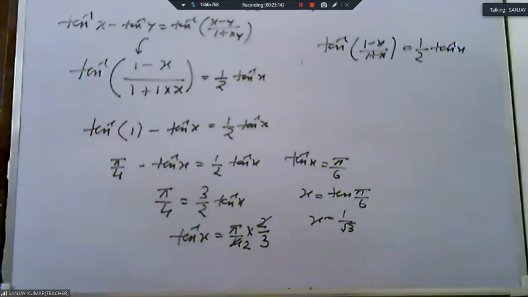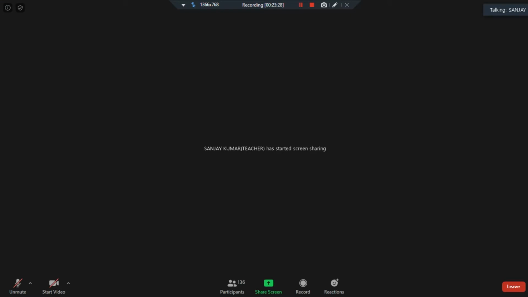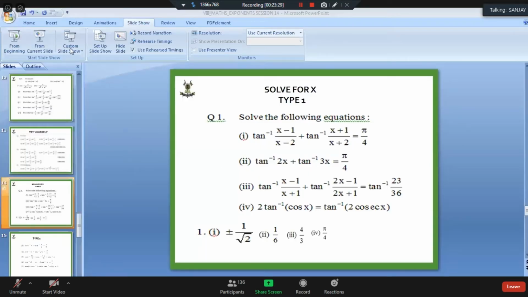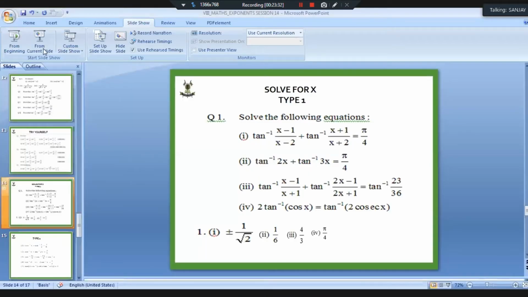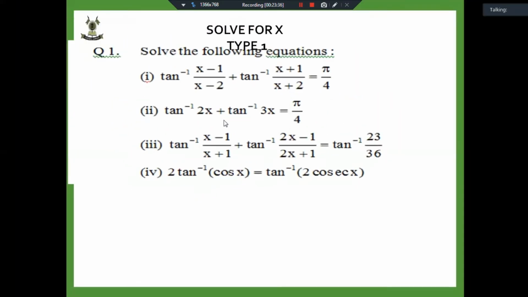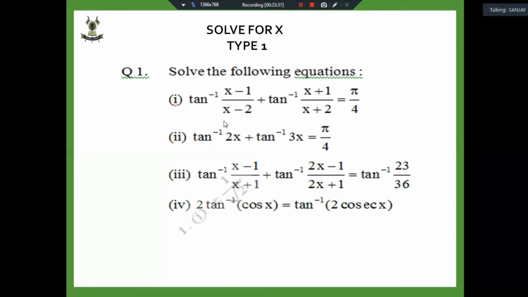So this is also a question of this type. Now we have three types of questions. In this, solve for x, we have three types of questions. Please pause carefully now, you see your screen. This is a very, very important question because these are very important questions. This is type 1 question. Type 1 is when you have a simple question and you get the answer. These questions are given on the screen.